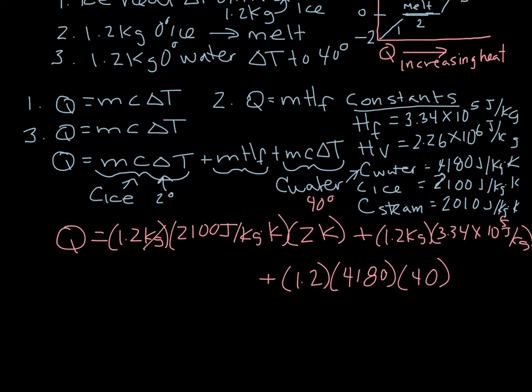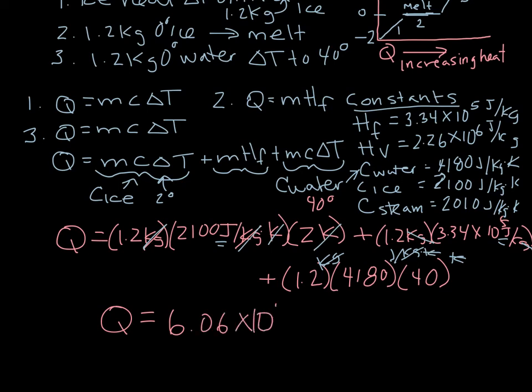Notice that our kilogram is in the numerator here and our kilogram is in the denominator here. And our Kelvin is in the denominator here, Kelvin is in the numerator here. We're left with joules. Same thing over here. Our kilograms cancel and we're left with joules. This is also joules per kilogram Kelvin, and again, our units cancel out to joules. That's great because we know that heat is measured in joules. It's a form of energy. And our final answer for this problem is 6.06 times 10 to the 5th joules.